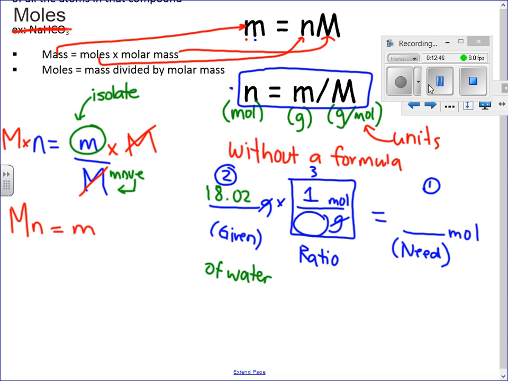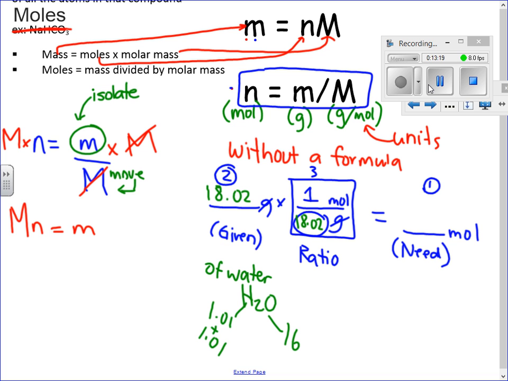If you look on your periodic table, hydrogen's mass is 1.01. In a molecule of water, I have 2 atoms of hydrogen, so I take 1.01 and add it up. Oxygen's molar mass is 16. So when I take those numbers together, I know that there are 18.02 grams for every 1 mole.